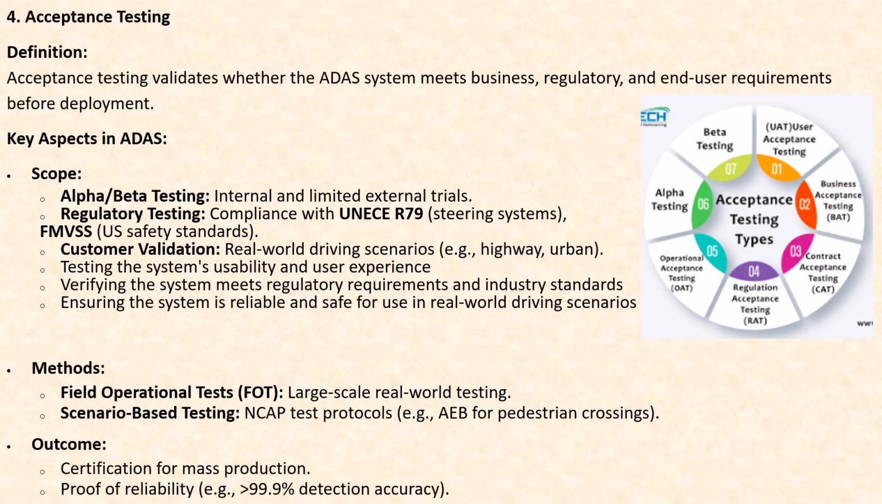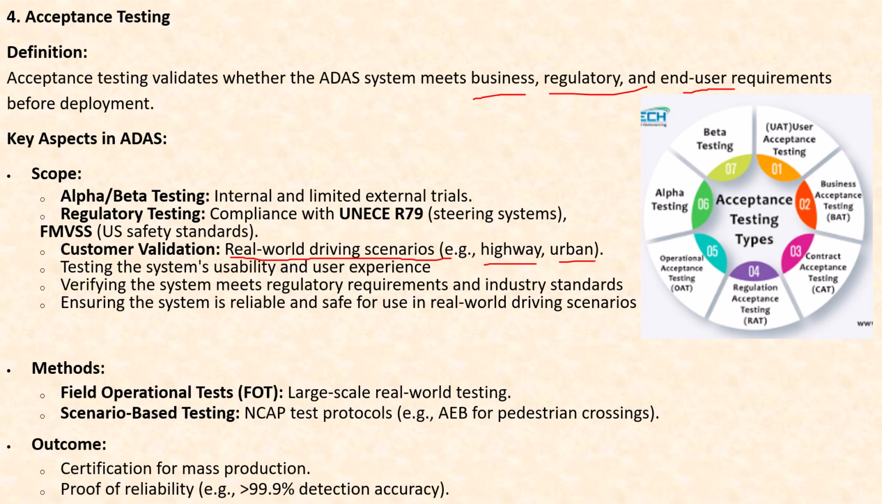Okay, so this clearly validates that the ADAS system is meeting all the business, regulatory and end user requirements, because even if it fails to meet one among these business or regulatory or end user requirements, it cannot be sold and it cannot generate income, and in business generating income is of primary importance. Okay, key aspects in ADAS. What are the various key aspects in ADAS? Alpha testing, beta testing, internal and limited external trials. Next is regulatory testing. Next is customer validation. And how does the customer validate? By testing the vehicle in the real world. If the customer wants, he can take the vehicle to any highway, any urban places.